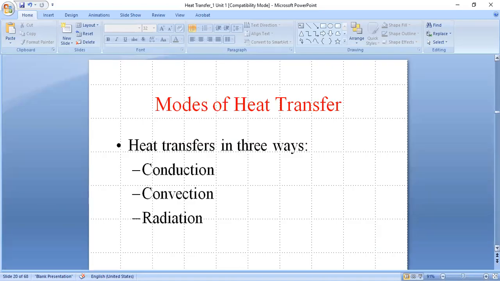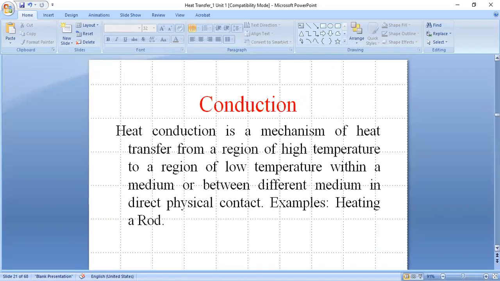Modes of heat transfer. There are three modes of heat transfer: conduction, convection, and radiation. First, conduction. Heat conduction is a mechanism of heat transfer from a region of high temperature to a region of low temperature within a medium, or between different media in direct physical contact. That is conduction.